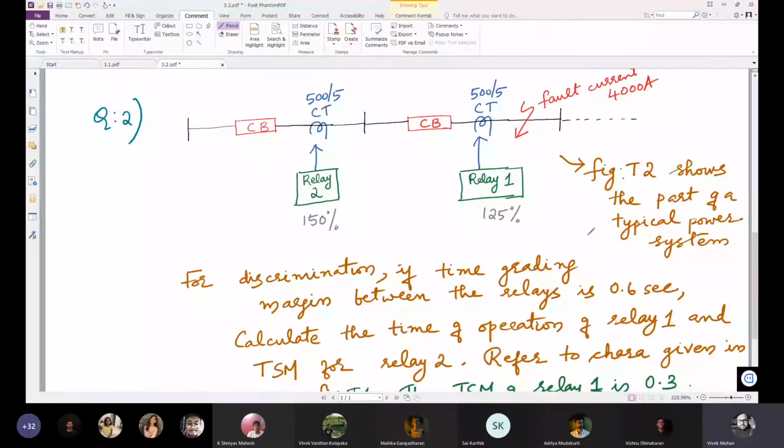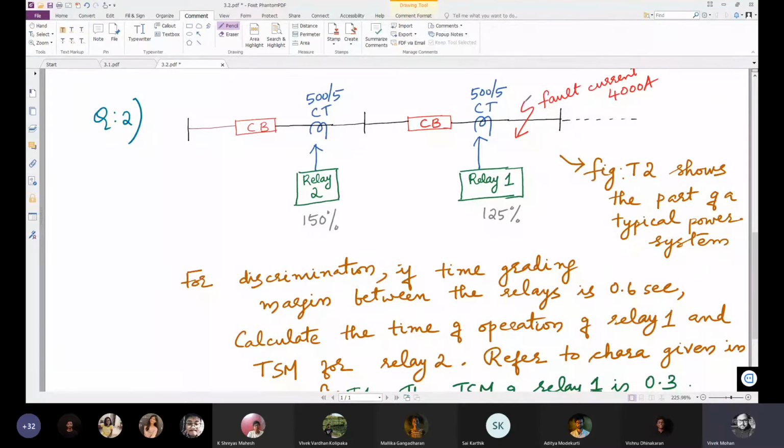See the question. This is a part of a typical power system in which two relays are there, relay 1 and relay 2. Relay 1 has a setting of 125%. What is this setting? Current setting. This is the current setting of relay 1, which is 125%. And for relay 2, the current setting is 150%. Corresponding CTs are shown here, and CT ratios are 500:5.